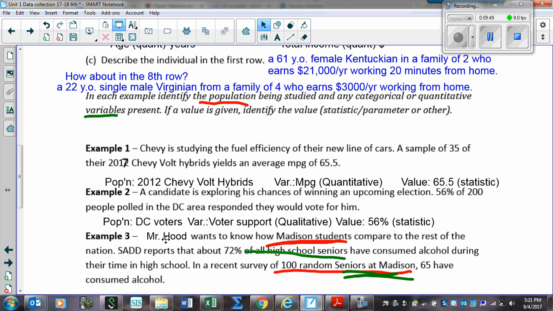So this is a case where they're comparing two different populations. That's it for this page.